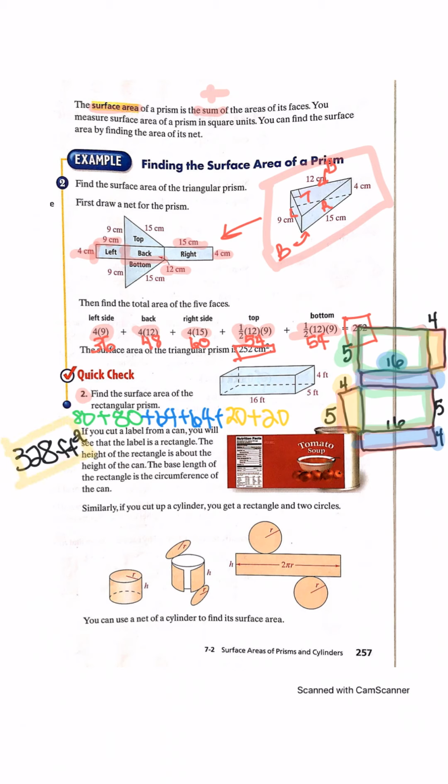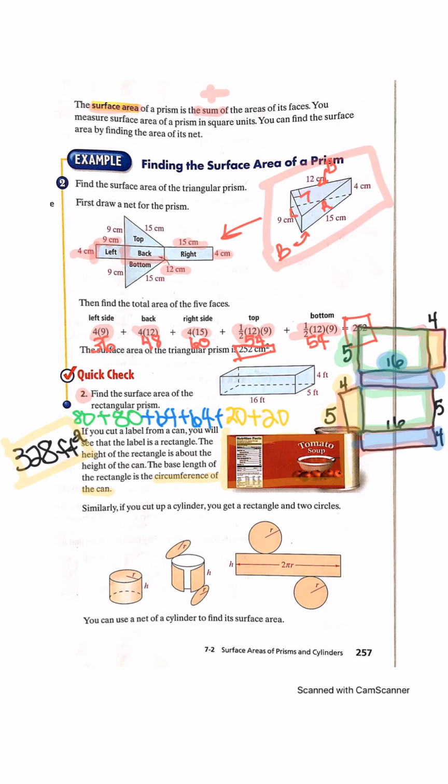And that is our answer. So if you cut a label from a can, you will see the label is a rectangle. This shape right here is a rectangle. The height of the rectangle is about the height of the can. The base length of the rectangle is the circumference of the can.